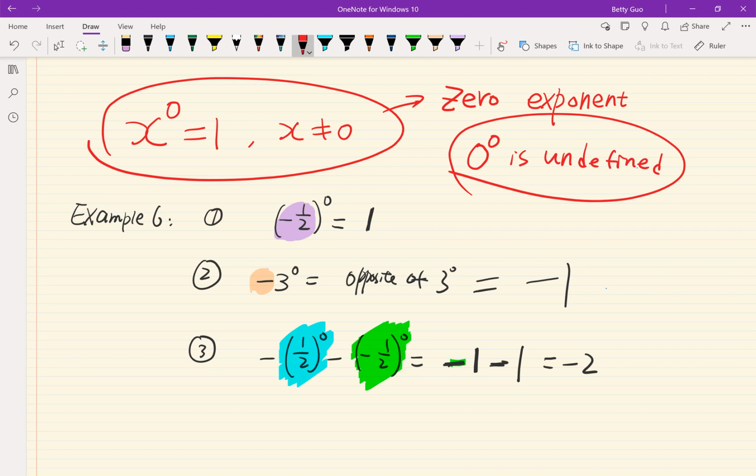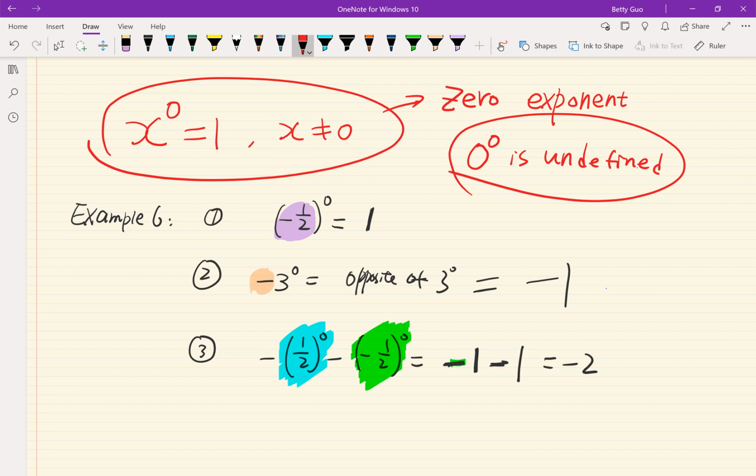Why is the green a positive 1? That's a good question. Because the definition tells us if the exponent is 0, it doesn't matter what the base is. As long as the base is non-zero, the power equals 1. Let's look at the green. Exponent is 0, right? Base is negative half. The base could be very complicated, but as long as the base is non-zero, the value of the power is 1, right? It's positive 1.